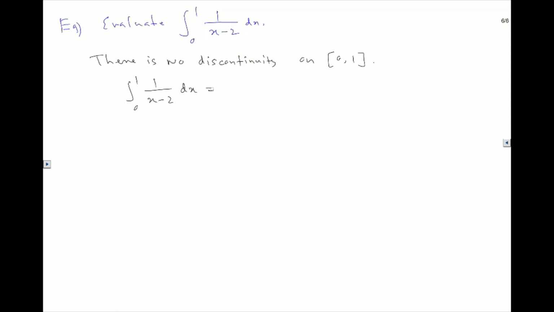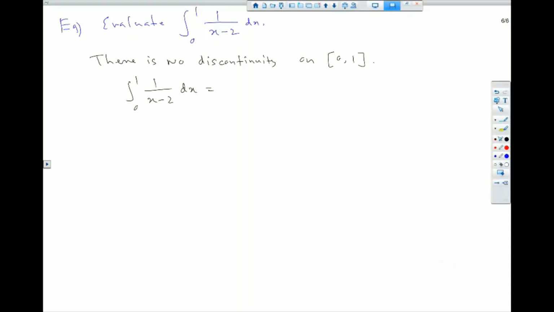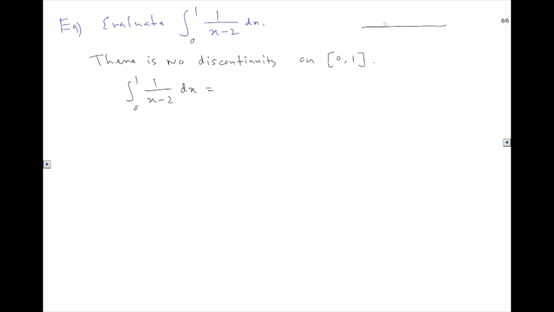So actually if I graph this, this is the situation. So you have 2, and 0 and 1 here, and then the 2 is outside. So you can see that the 2 is outside, so that means you don't want to worry about that. Okay, so in this case you can just basically do the integral. So it is ln |x minus 2|, and then we're gonna evaluate the function at 1 and 0.